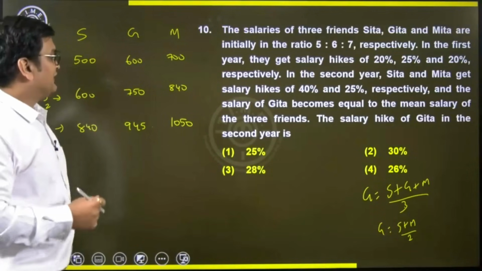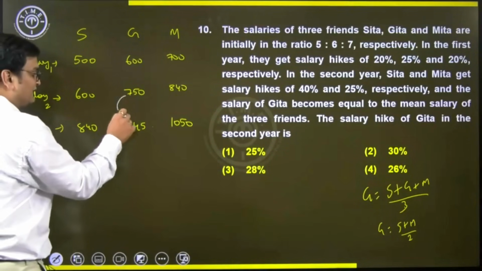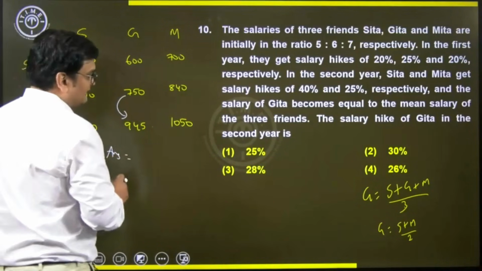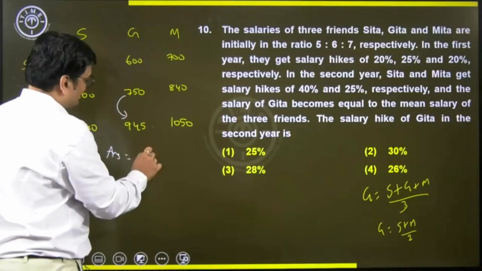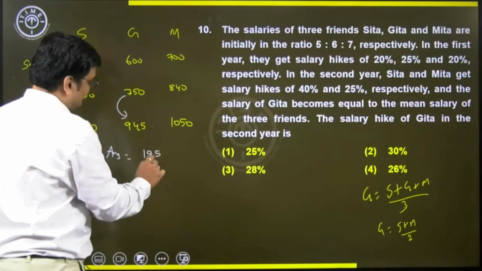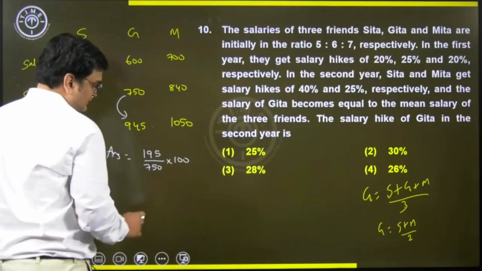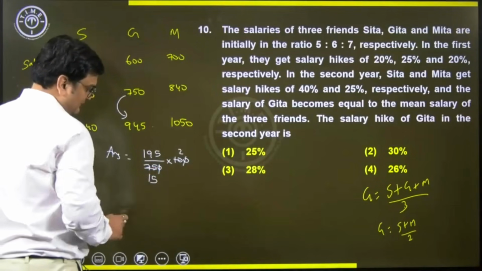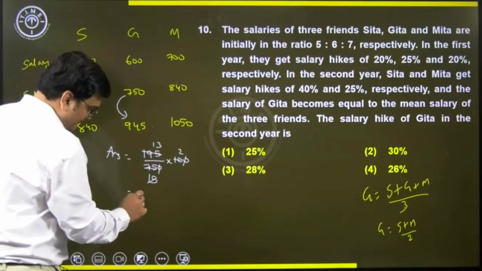Now, the question is the salary hike of Geeta in the second year. So basically, what is this percentage rise? We have to find out. It is increasing by 195 on 750, into 100. So 5 will go 2 times, 5 will go 15 times, 15 will go 13 times, and 13 into 2 will make it 26%.